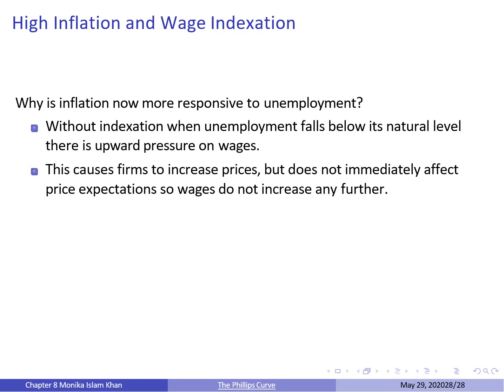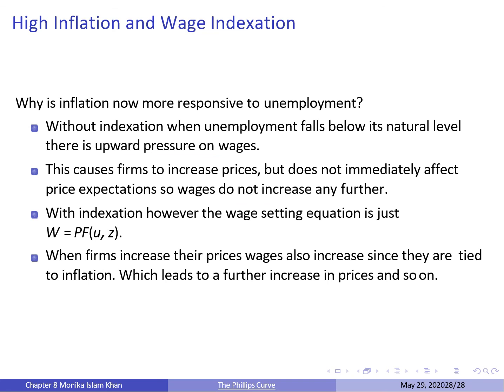So why is inflation now more responsive to unemployment? Well, without indexation, when unemployment falls below its natural level, there is upward pressure on wages. This causes firms to increase prices, but does not immediately affect price expectations, so wages do not increase any further. However, with indexation, the wage setting equation is just W equals P times your F function. Therefore, when firms increase their prices, wages also increase since they are tied to inflation. This leads to a further increase in prices and so on.